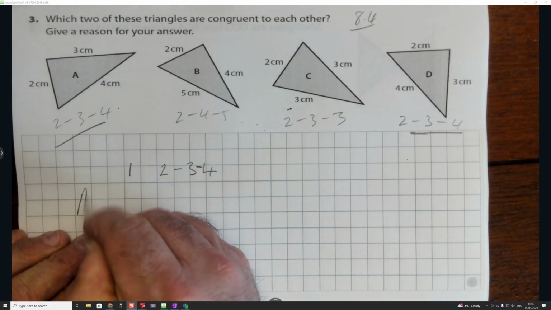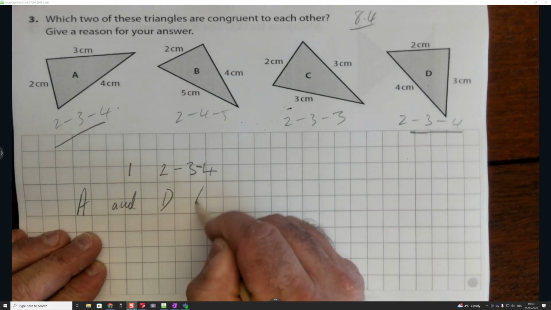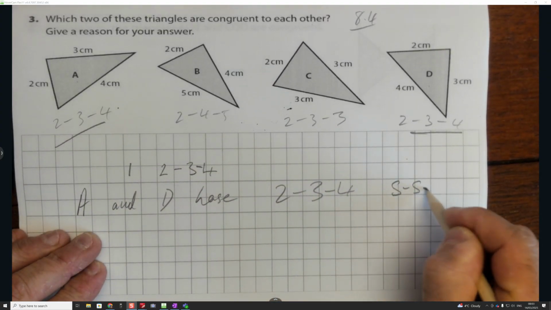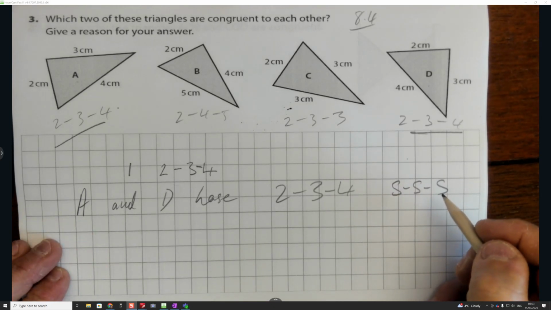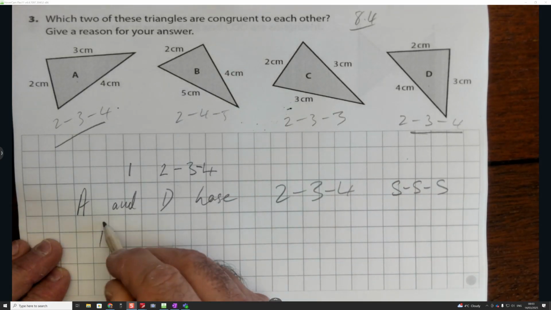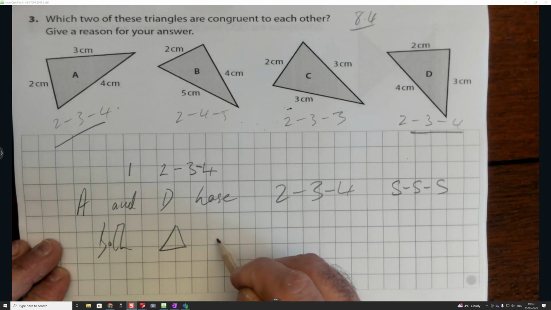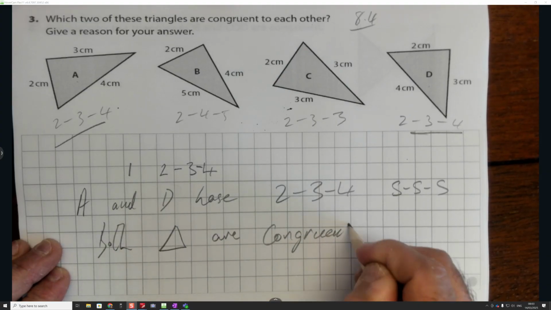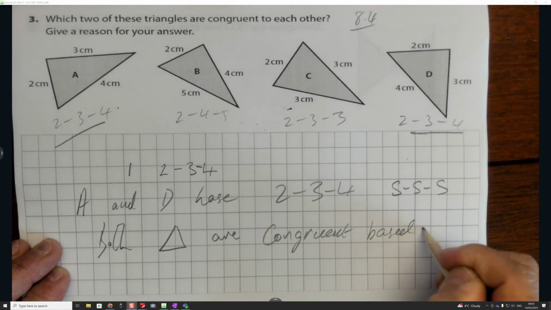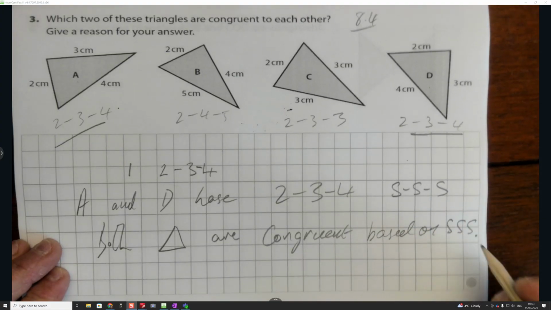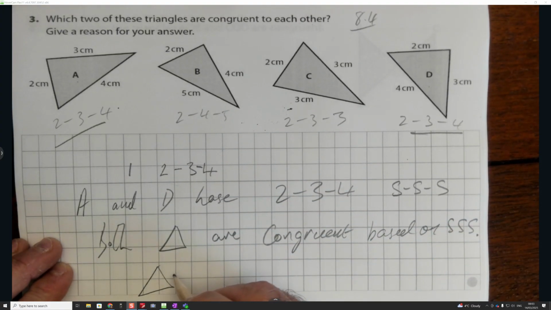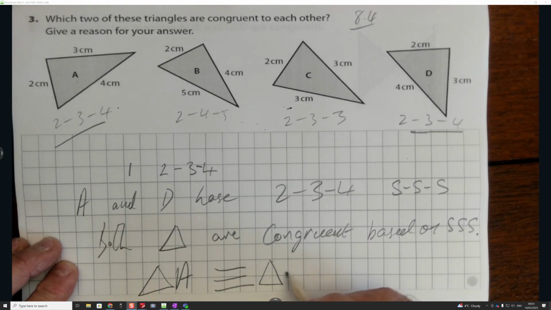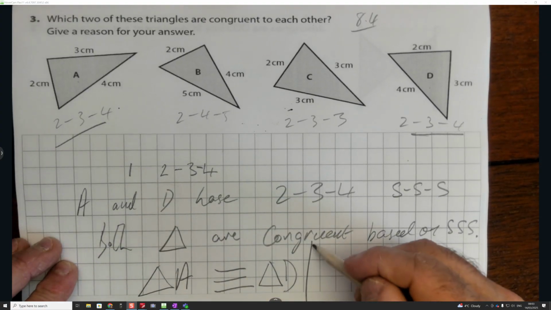So we can say A and D have 2, 3, 4 side condition. Okay, and then so we say both triangles are congruent based on SSS. Okay, you can say triangle A is congruent to triangle D, and this is a two-column approach which we're going to be talking about.